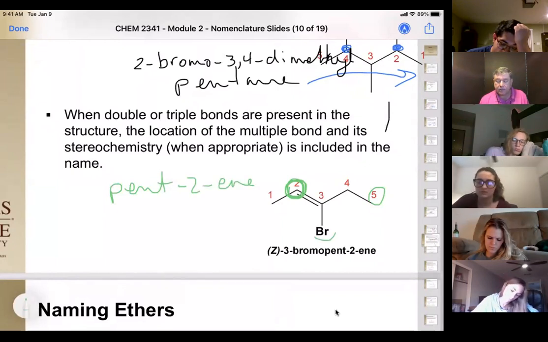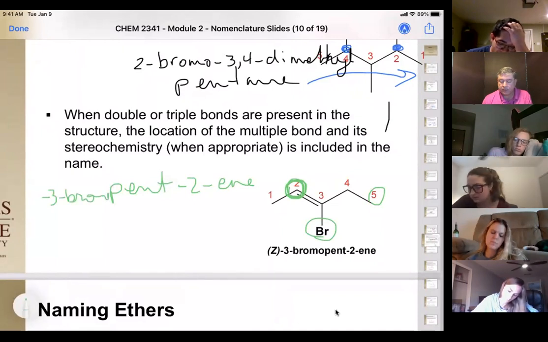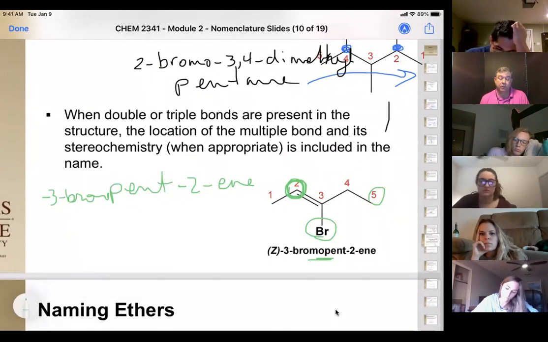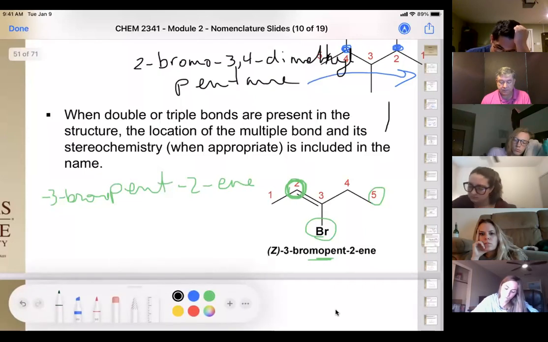That tells us unambiguously that the bromine is now on the 3 carbon. So we have 3-bromo. And notice there's no space here. Bromo and pentane run together. The prefixes run together. And now we have to determine the stereochemistry of this.